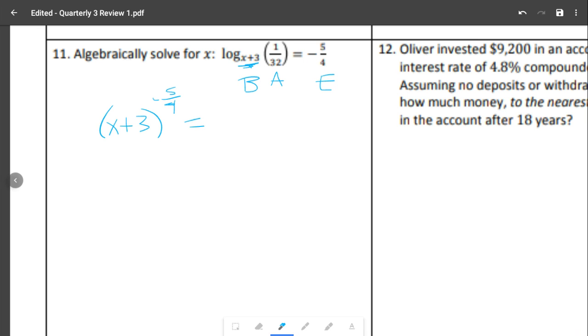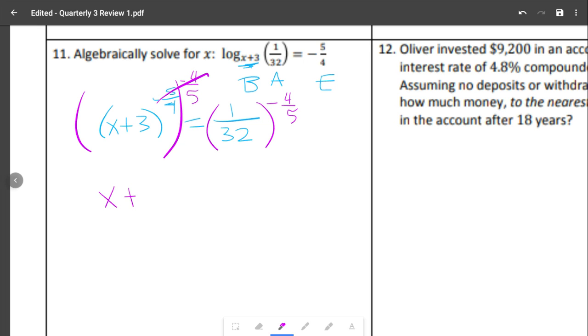that should be 4. We have our b base is x plus 3. E, the exponent, is negative 5 over 4. And it equals the A answer, which is 1 over 32. Just like an earlier problem, you are going to take the reciprocal of the exponent. They cancel out on the left, so you're left with x plus 3 equals. On your calculator, you will type in 1 over 32 to the power negative 4 over 5.